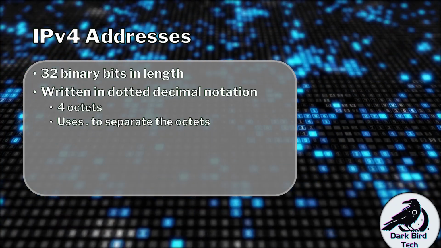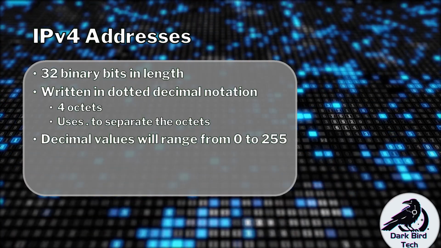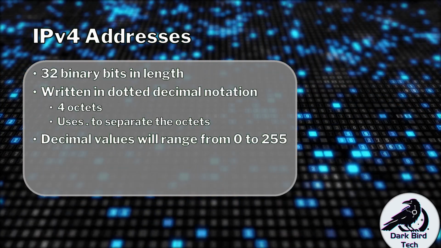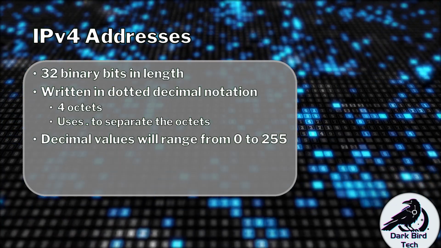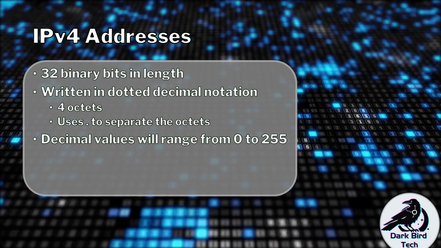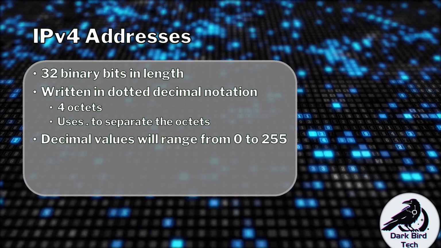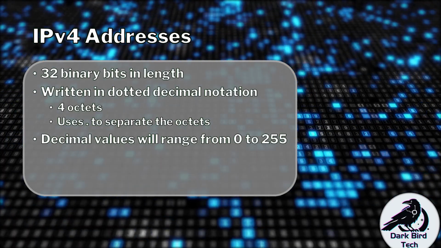hence the name dotted decimal. Now the decimal values will always range between 0 and 255. It'll never be below 0 and it'll never be above 255. So if you do see a negative number, incorrect, not possible for an IP version 4 address. And if you see 256 or higher, impossible. You need a 9th binary bit to do that.